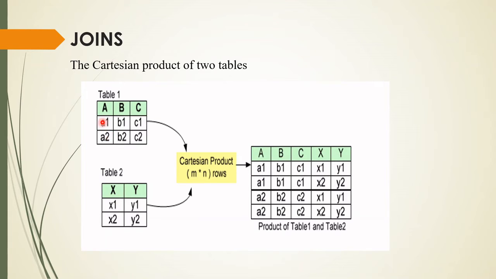Now the first row is combined with the second row of the second table, that is A1, B1, C1 and X2, Y2. Now, similarly, the second row of the first table is combined with the first row, so A2, B2, C2, X1, Y1, and the second row, that is A2, B2, C2, is combined with X2, Y2, that is A2, B2, C2, X2, Y2. So that is the product of table 1 and table 2. That is known as a Cartesian product of two tables.